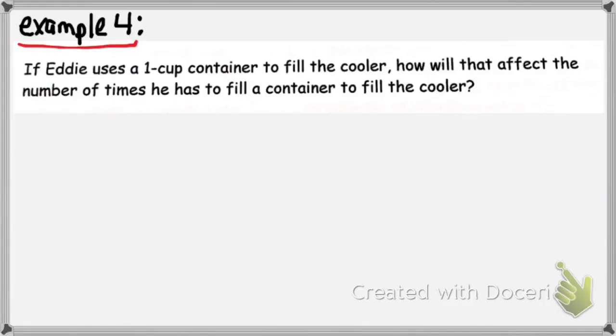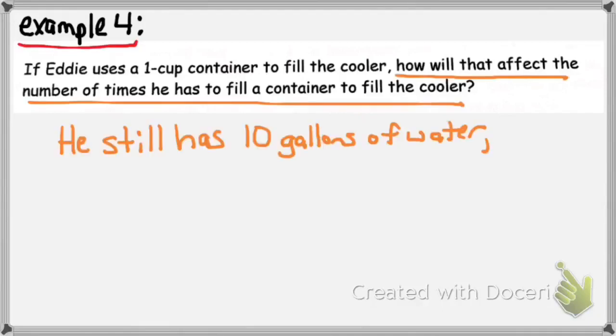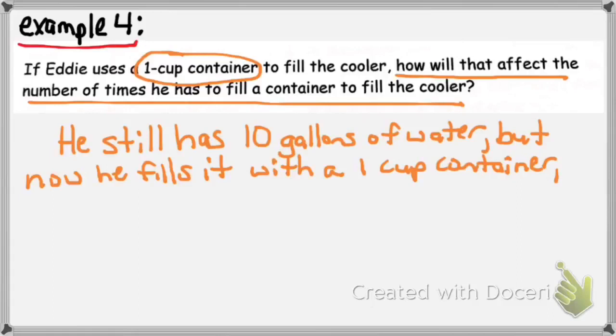Let's take a look at example 4. And again, remember we said examples 3, 4, and 5 all go along with Eddie in this cooler. So example 4 says, if Eddie uses a 1-cup container to fill the cooler, how will that affect the number of times he has to fill a container to fill the cooler? Remember when he used a 1-quart container, he needed to take 40 trips to fill the 10-gallon cooler. So he still has that 10-gallon cooler, but now we need to fill it with a 1-cup container.